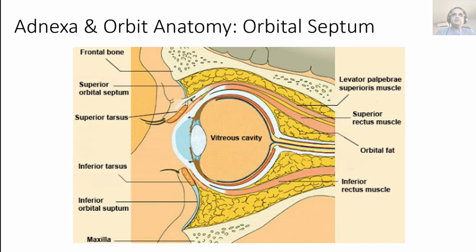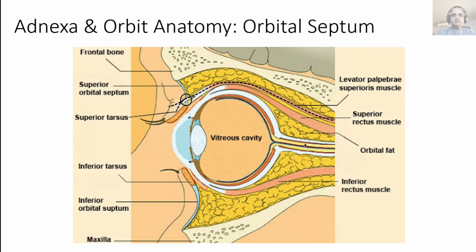These are the fibers of the levator palpebris superioris as it pierces through the orbital septum to attach onto the upper lid. And this septum is obviously separating lid tissues from the orbital tissues. The orbital tissues are basically the orbital fat, the muscles, the optic nerve. Not shown in this are the various nerves and the vessels within the orbit and the ciliary ganglion.